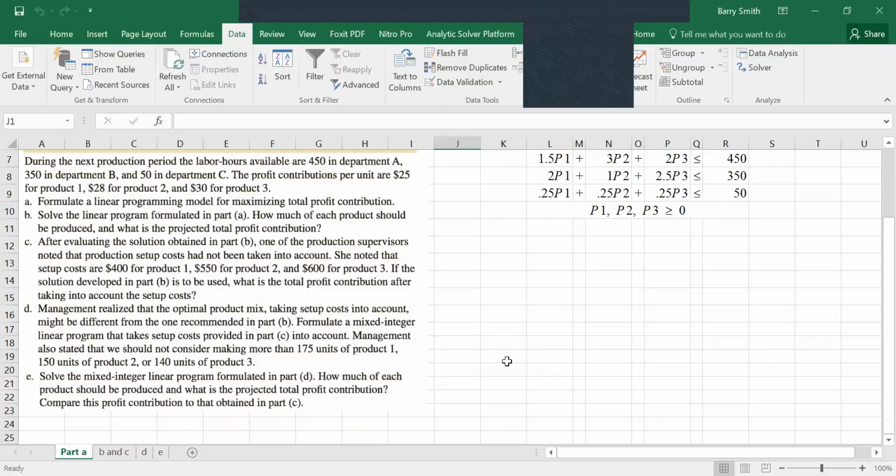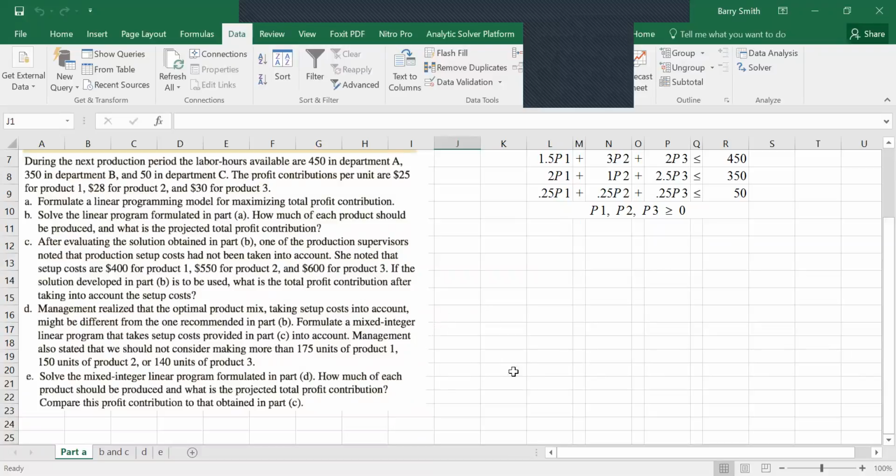Management also stated that we should not consider making more than 175 units of 1, 150 units of 2, and 140 units of product 3. Then we're supposed to solve the mixed integer linear program formulated in part D, and say how much of each product should be produced, and what is the projected total profit contribution. Compare this profit contribution to that obtained in part C.